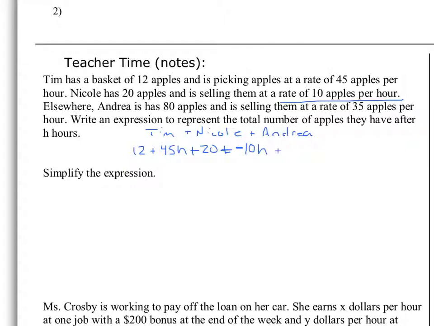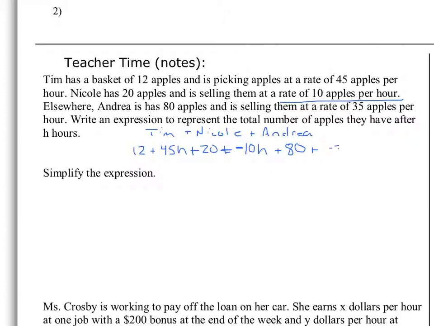So now we're going to move on to Andrea. And Andrea already has some apples she can contribute to the group. Luis, how many apples does she already have to contribute to the group? 80. And then it says that she is selling them at a rate of 35 apples per hour. How am I going to put that into the expression to show that she is selling 35 apples per hour? Kelsey?